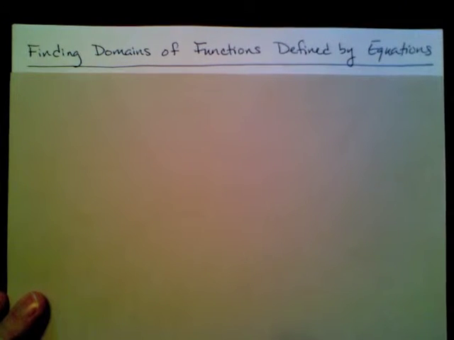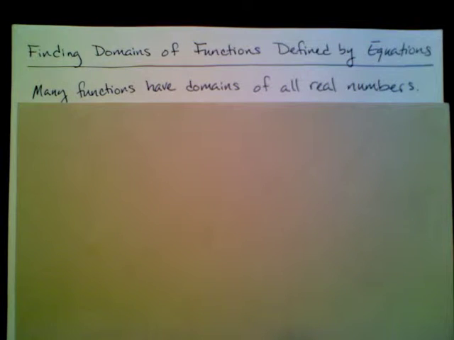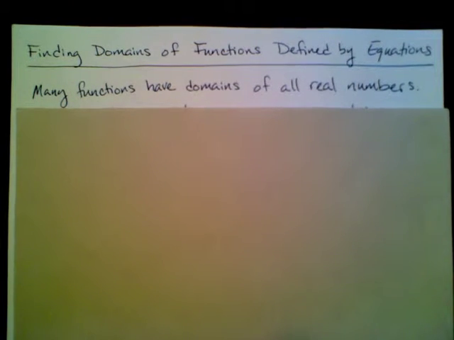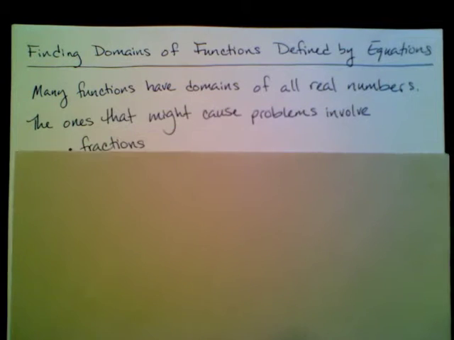Now we're going to talk about finding the domains of functions that are defined by equations. Many functions have domains of all real numbers. Anytime we've got a linear function or a quadratic function, we can conclude that you can use anything as an input, and so our domain is all real numbers. The ones that might cause problems: if we have a fraction, we have to remember that you can't have 0 in the denominator of a fraction.